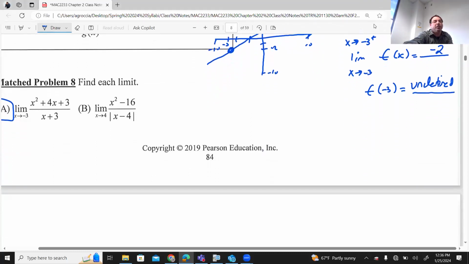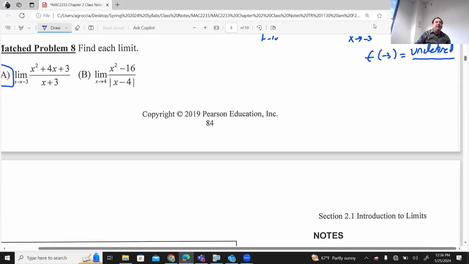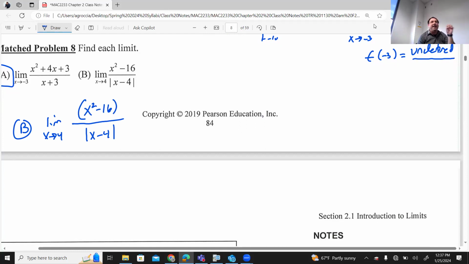Now this one's going to be a little weird to graph, so I want to help you graph it. But let's do this second one, B. And with B, we're taking the limit as x approaches 4 of x squared minus 16 in parentheses over absolute value of x minus 4. Now again, a little alarm should go off, because I can see 4 minus 4 is 0, absolute value is 0. I can't have 0 in the denominator. So we should clearly see this one's going to be a problem.